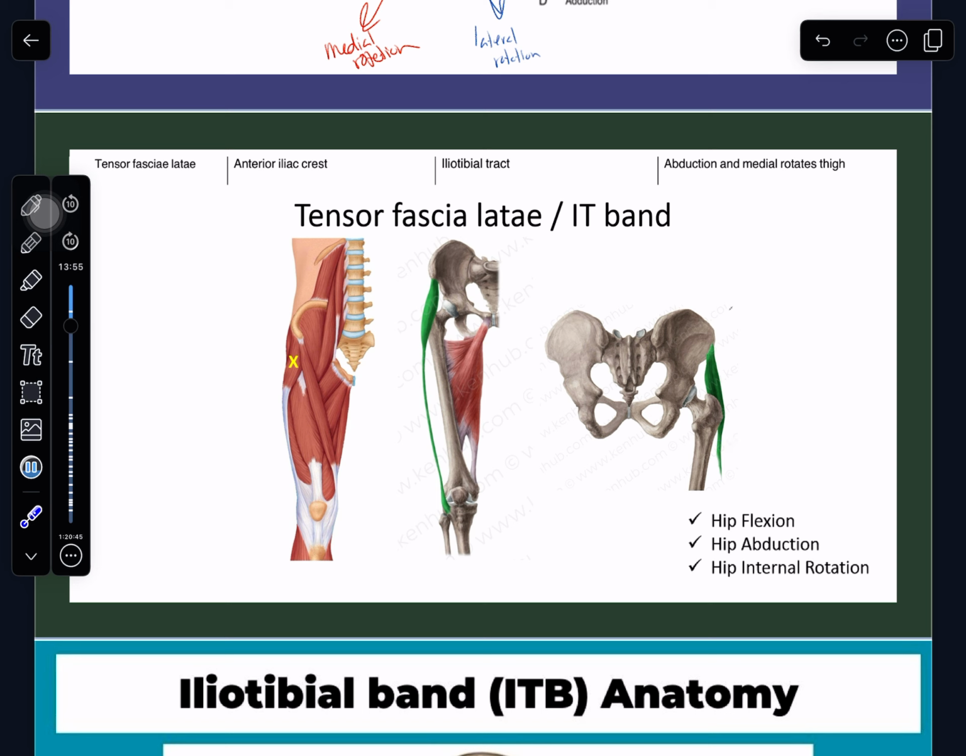So it's going to be a hip flexor because of the anterior location. It's going to be a hip abductor because of the lateral location, and also it's going to some degree do a little bit of hip internal rotation, right? Medial rotation, same thing. We can use either one interchangeably. So those actions again are going to be hip flexion, hip abduction, and hip internal rotation. I know that on the sheet that I handed out, the master sheet, it only says abduction and medial rotation of the thigh.